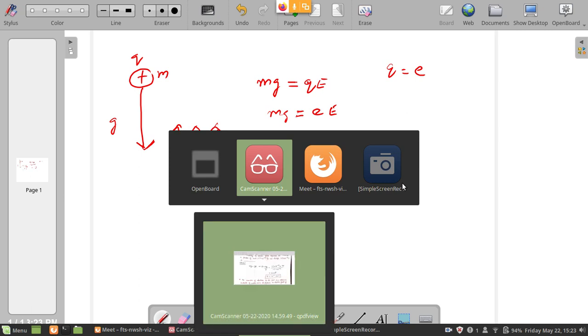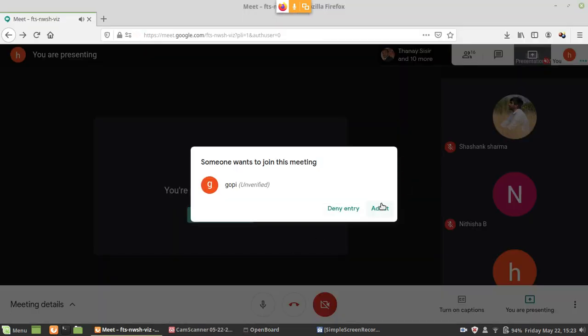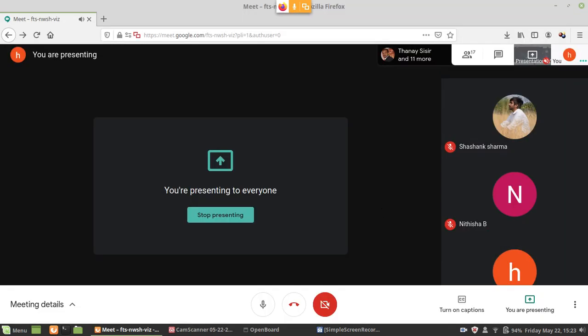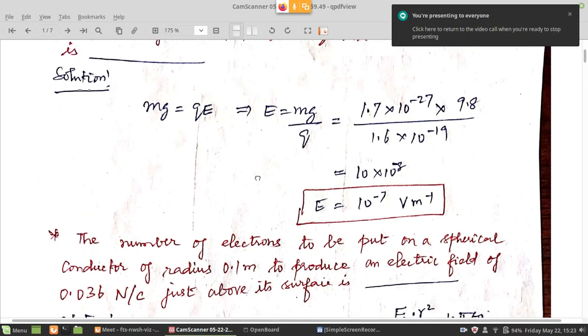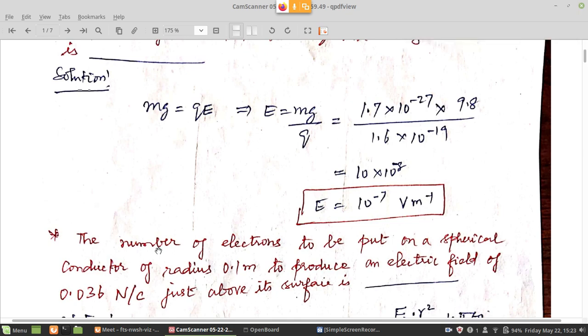Right. Let us dive into the second problem. Second problem you are going to do. Now that you are familiar with this, you can do it now, I think.